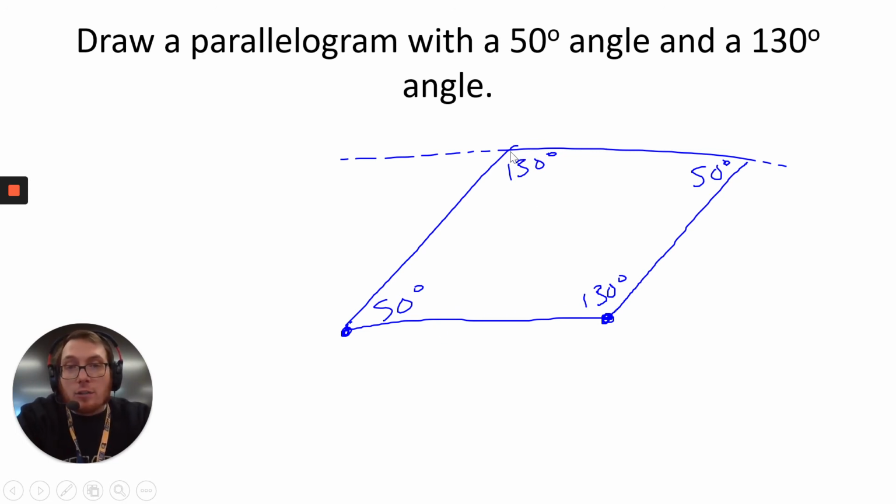So if this angle is 130, the one opposite is also 130. If this one's 50, the one opposite is also 50. And what you'll notice is that these two add up to 180. That's another property of parallelograms that you'll learn in geometry. We're just kind of scratching the surface on some of those things.